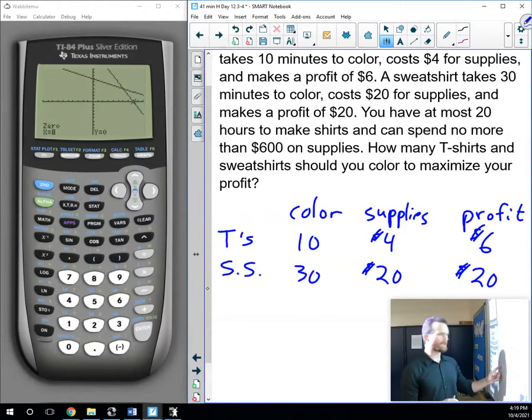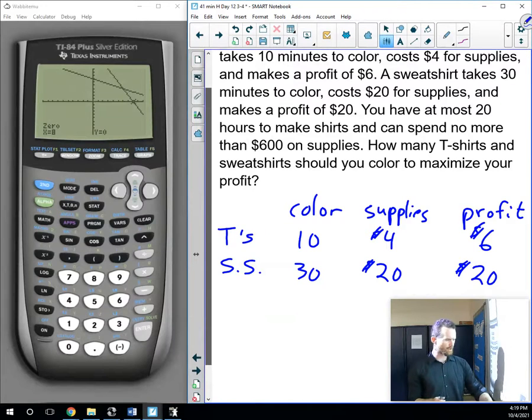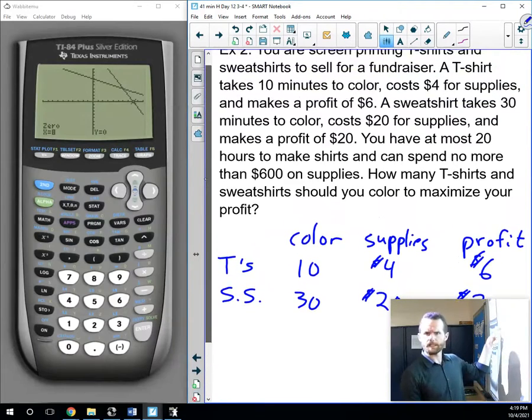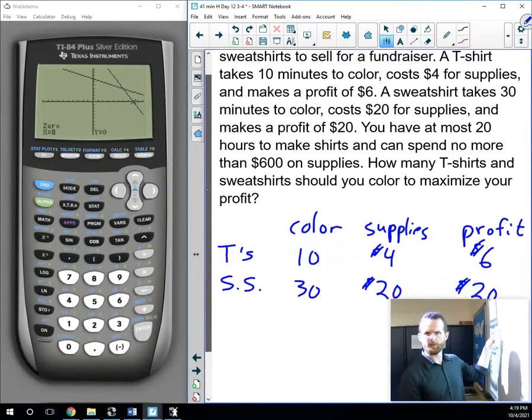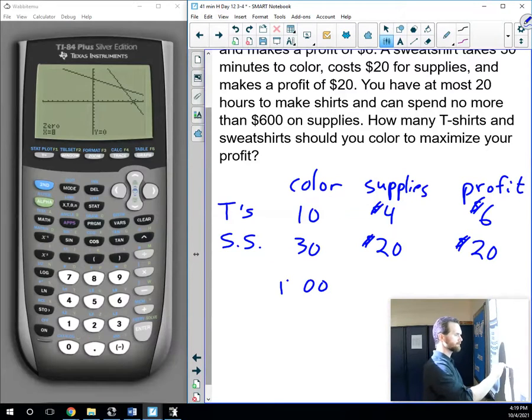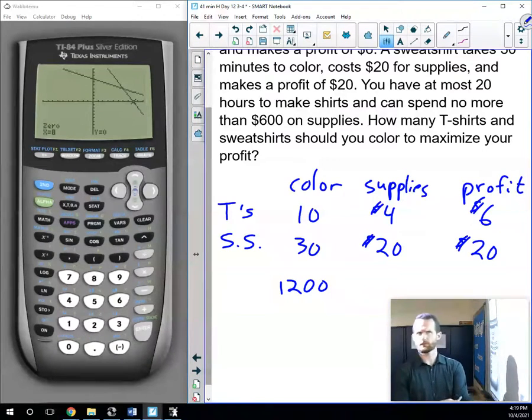Now we get to the constraint. It says you have at most 20 hours to make shirts. 20 hours. Wasn't this in minutes? Yeah, 10 minutes to color, 30 minutes to color. So we want to change that 20 hours into minutes. That would just be 20 times 60, which is 1,200. What's the other constraint?